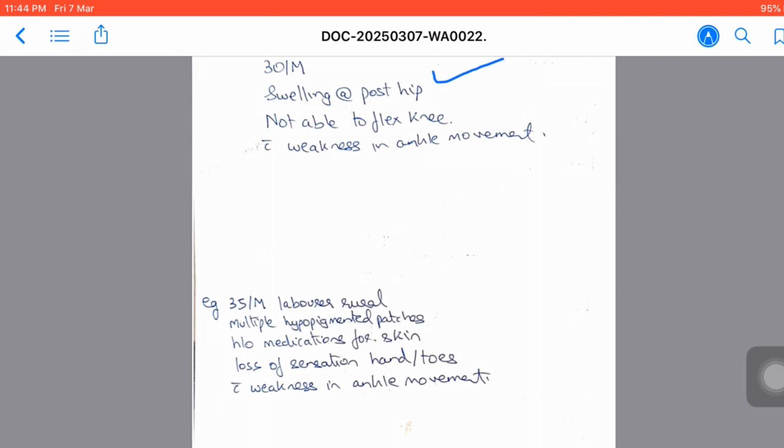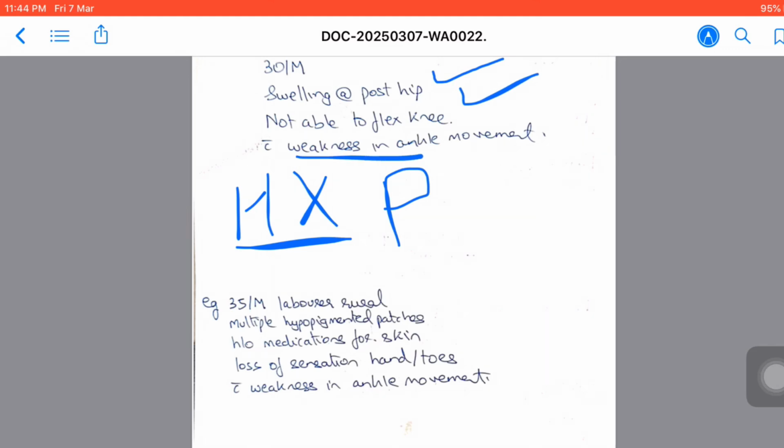Now, additional clues, the patient is not able to flex knee. What does it indicate? There is loss of hamstring. Hamstring is lost. So, it is a more proximal lesion. And additionally, the main clue is swelling at the posterior aspect of the hip and weakness in the ankle movement. So, the level of injury is at the gluteal region, which is proximal to the hamstring supply.